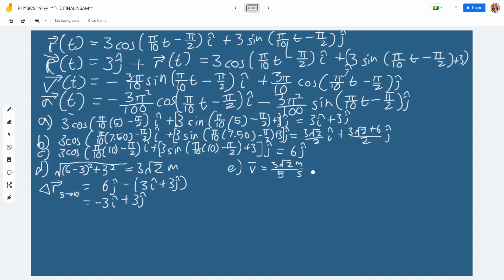Okay, ngayon, same thing. Alam mo yung displacement. Ano yung average velocity? So it should be a vector again.